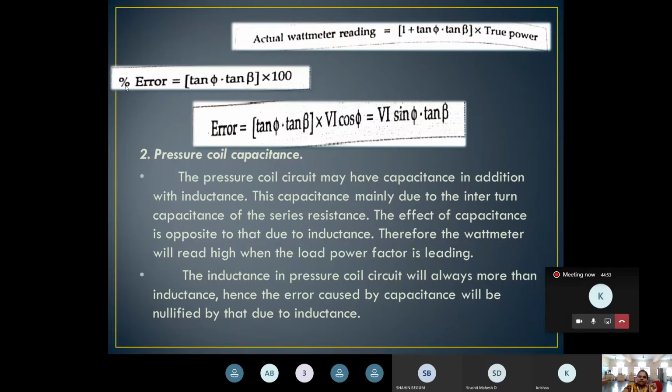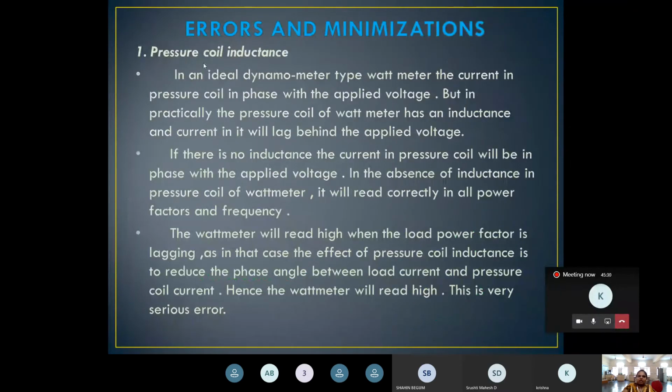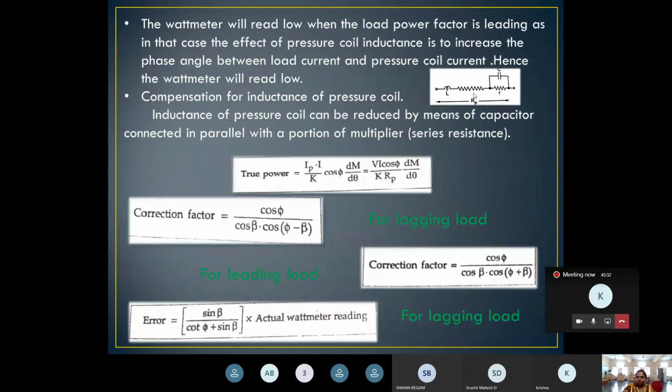Then what is the percentage of error going to be? That is going to be taken as tan phi into tan beta into 100. Then error is going to be taken as tan phi into tan beta into Vi cos phi. Tan phi is nothing but sin phi by cos phi. Cos phi gets cancelled, so you will get Vi sin phi into tan beta. Just remember the equations while going for the problems. It will be useful for you. Okay, this is one error, and we come across how it is going to be minimized.